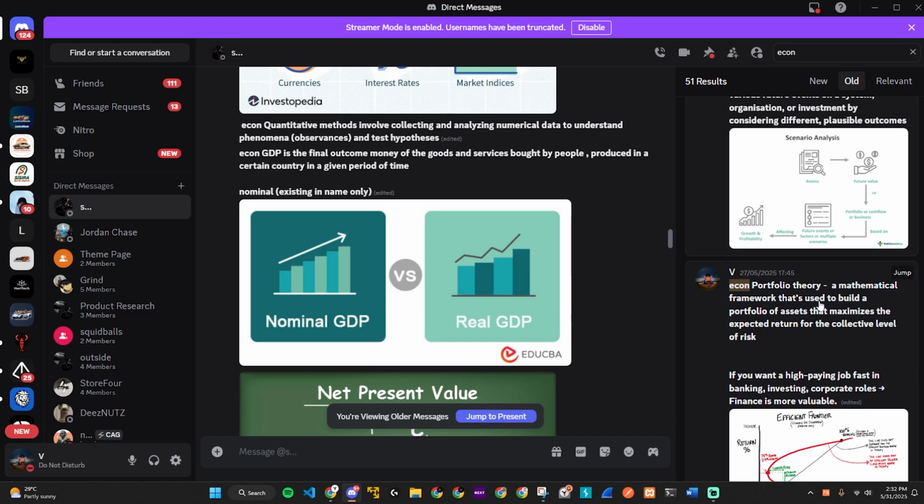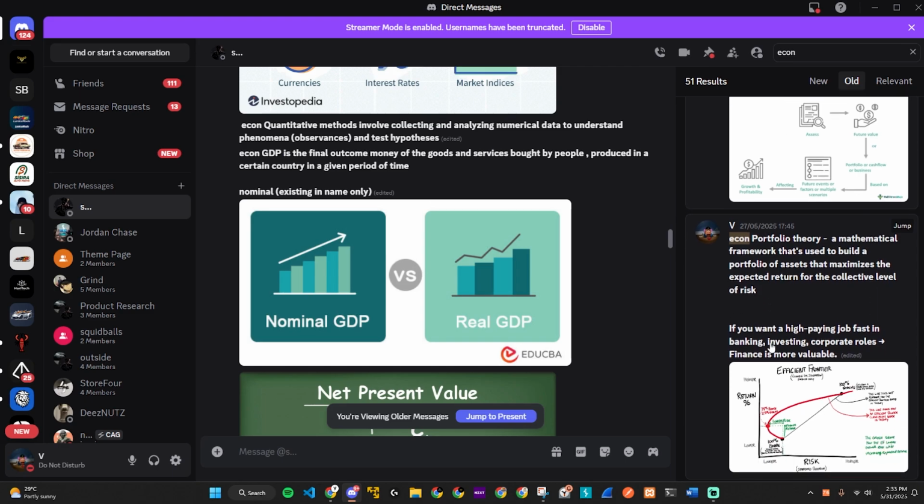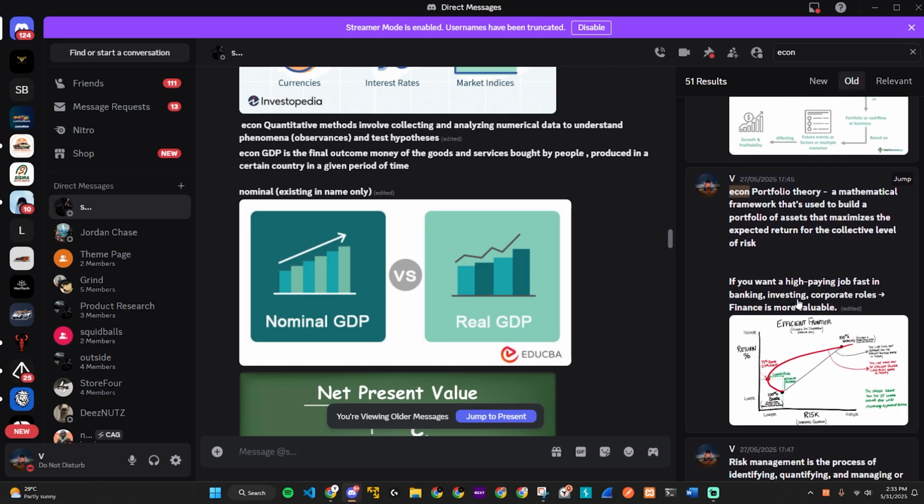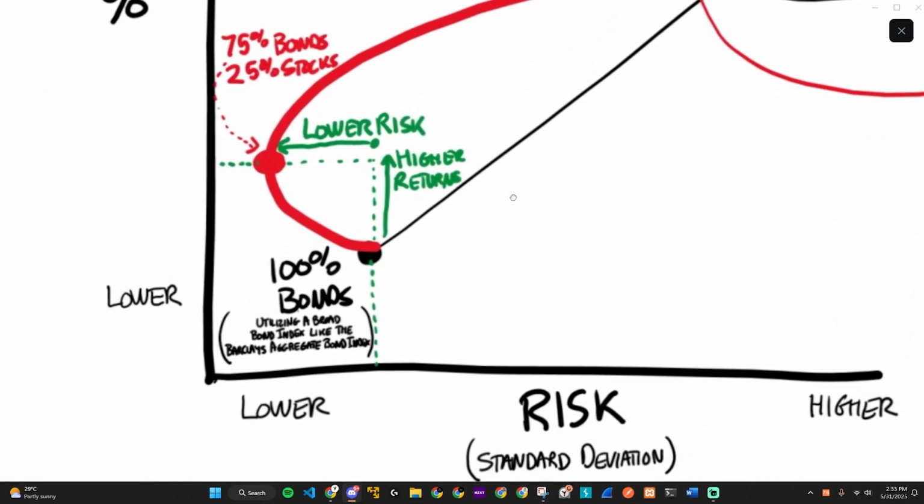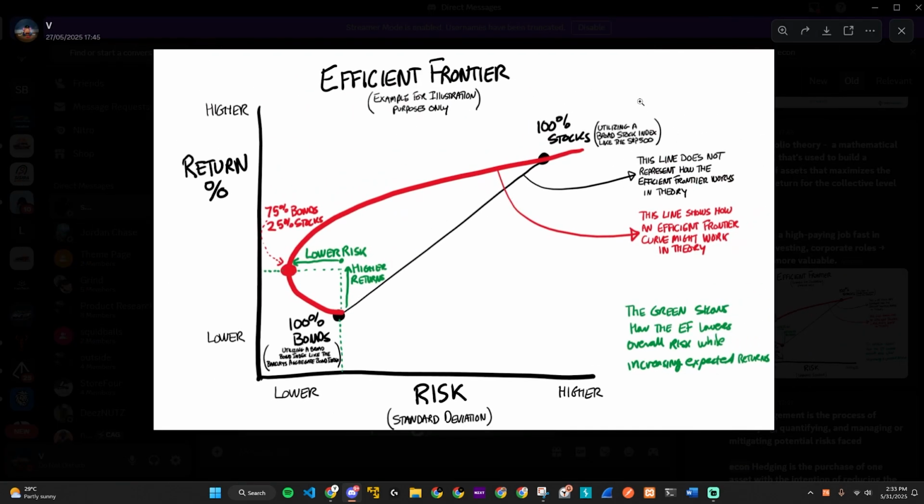So portfolio theory is a mathematical framework used to build a portfolio of assets that maximizes the expected return for a given level of risk. Okay, so this is like that machine learning thing. I'll take a look at this in my free time once again.